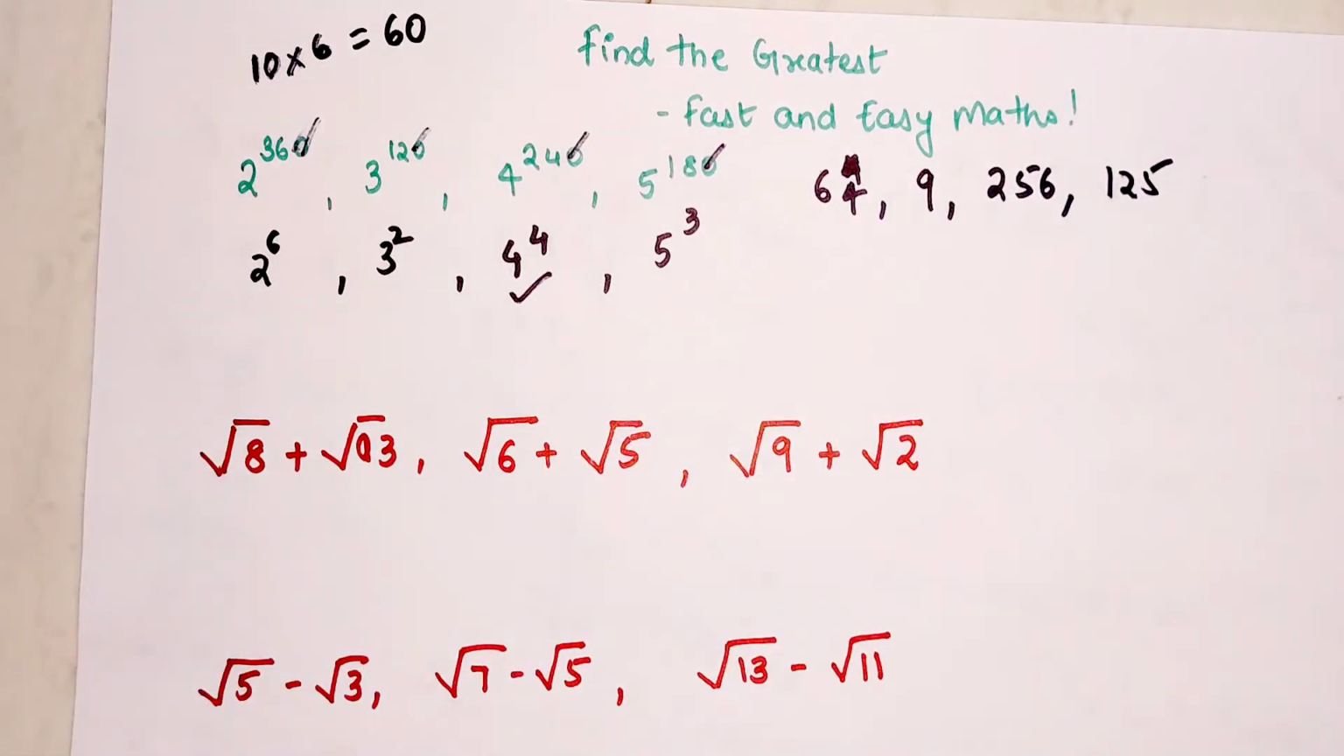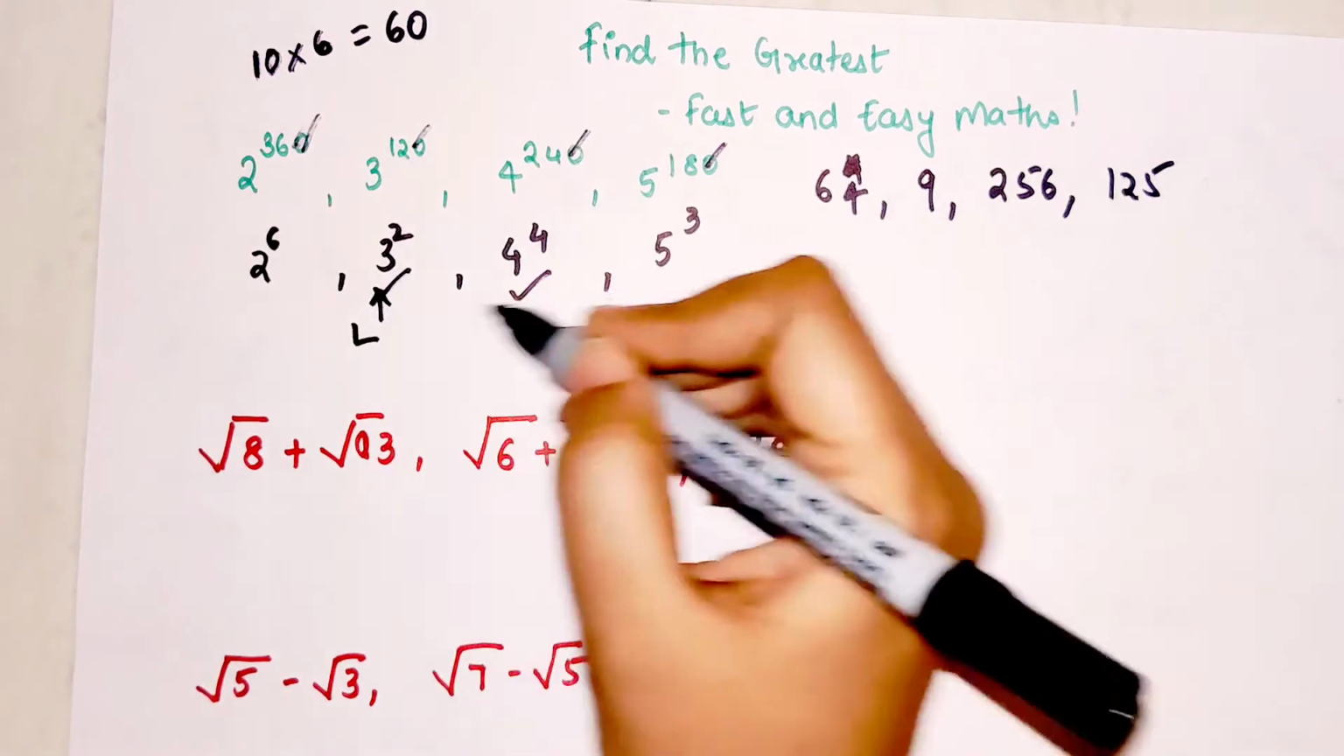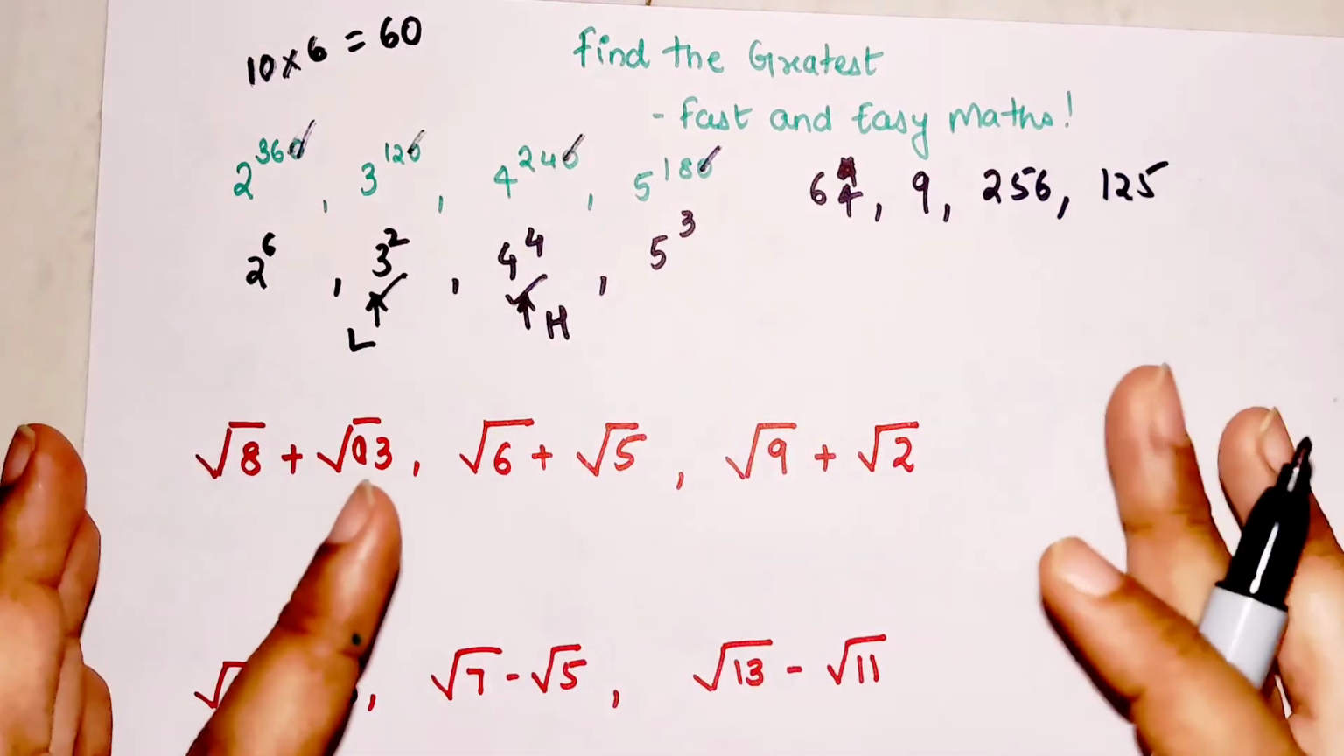Then similarly, what should be the lowest? Lowest will be 3 square. So this is my lowest and this is my highest. I hope you have understood this.